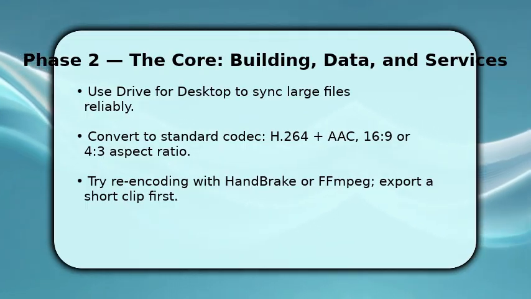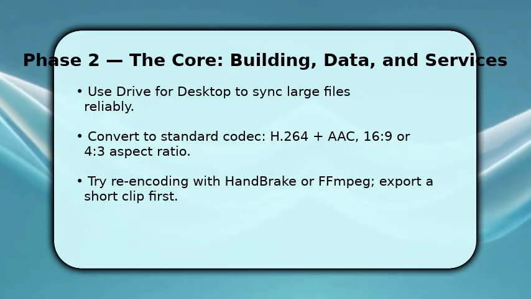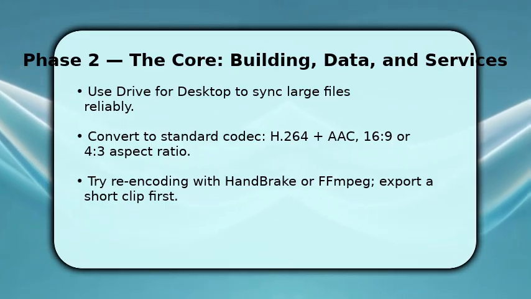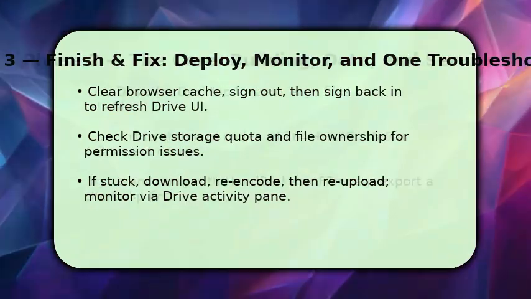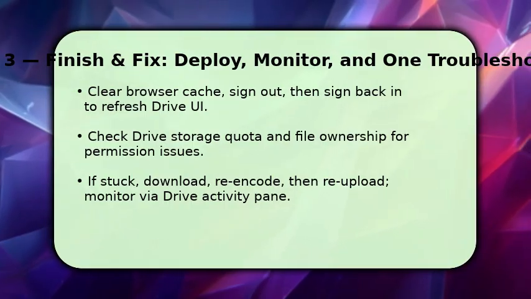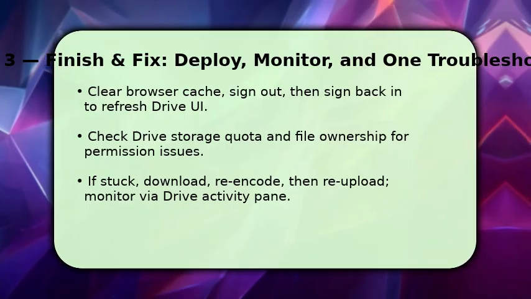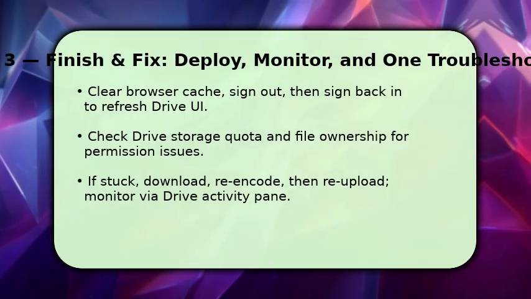For control, re-encode with Handbrake or FFmpeg, export a short test clip, and upload that to confirm the pipeline is working correctly. Complete the task by confirming status and fixing UI glitches. Clear your browser cache or use an incognito window, then sign back into Drive so the interface refreshes processing state.